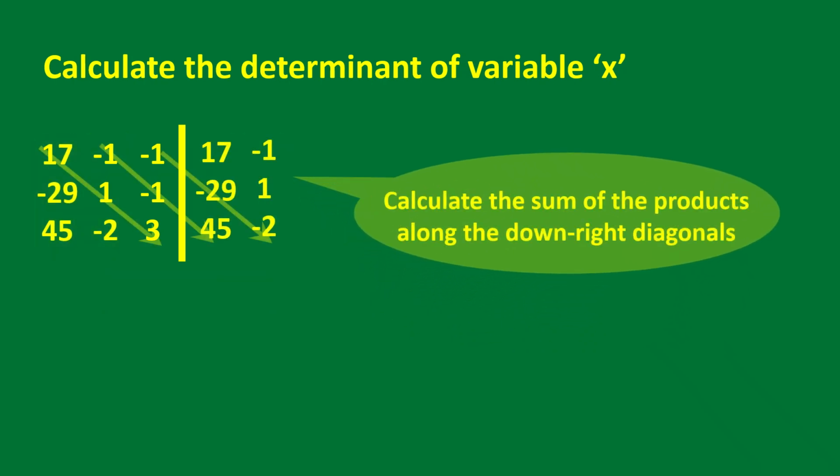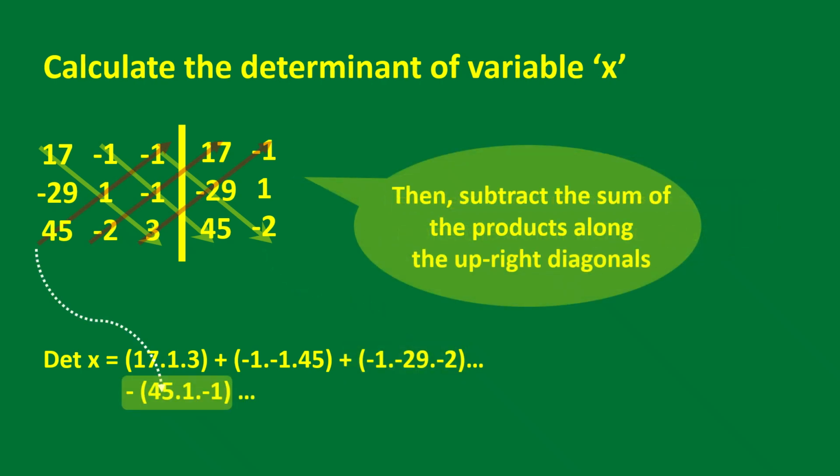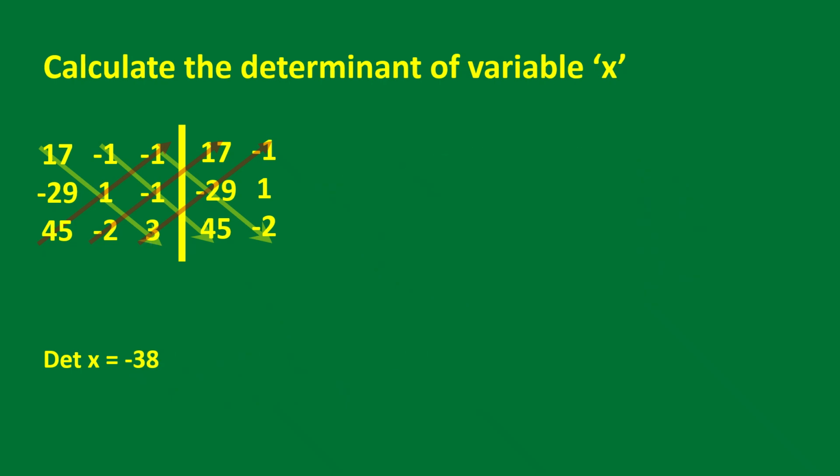Now we are ready to apply the Sarrus rule. And as we did before, we need to calculate the sum of the products along the downright diagonals as represented by the yellow arrows. The products along the downright diagonals are listed here below. Then we need to subtract the sum of the products along the upright diagonals, as represented by the red arrows. And because it is a subtraction, don't forget to put a minus sign before the opening bracket. So as a result, we've got the determinant of variable x, which is in this case minus 38.